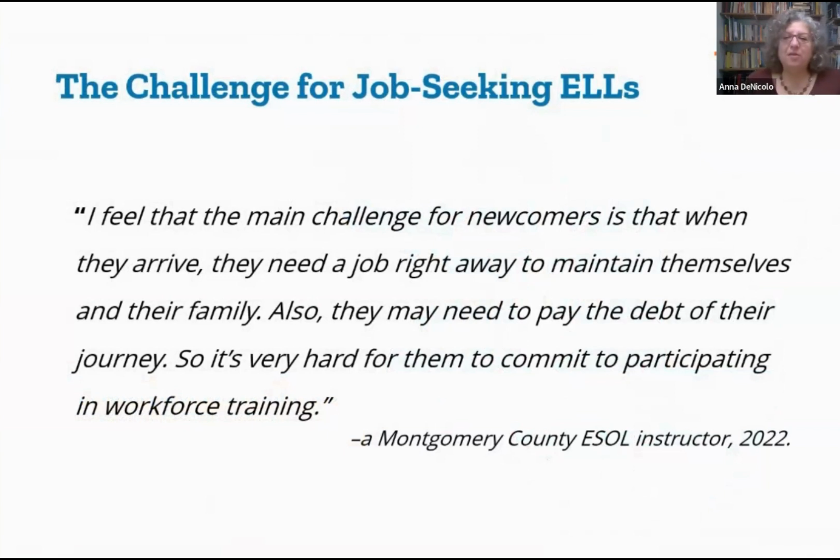As you heard from Sarah and Rudy, there is a large population of English language learners in Maryland who are adults. Many of them are likely to be unemployed and perhaps not earning a living wage. And as Sarah pointed out, many of them do not have the skills or the knowledge of the job search process, including resumes and interviews.